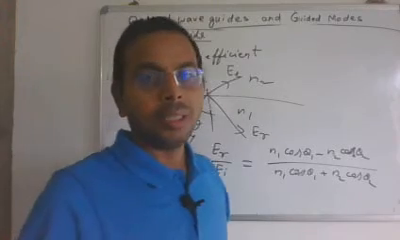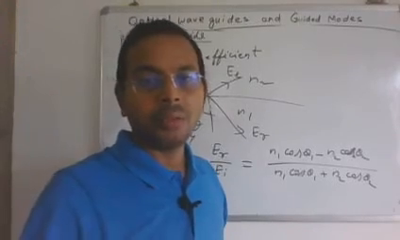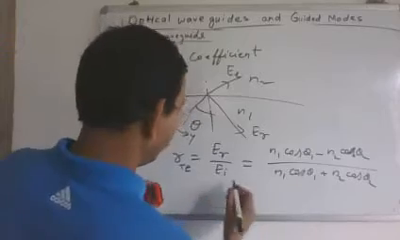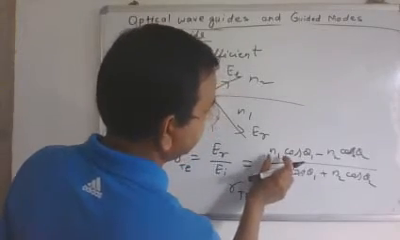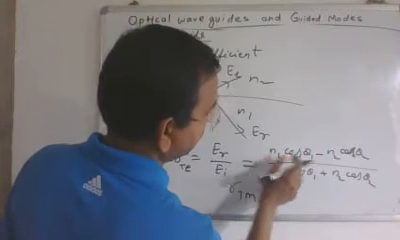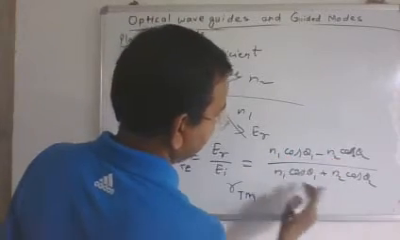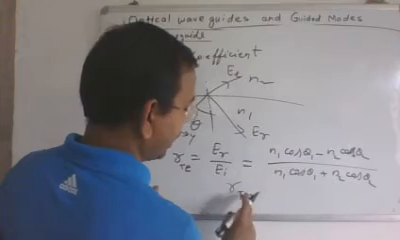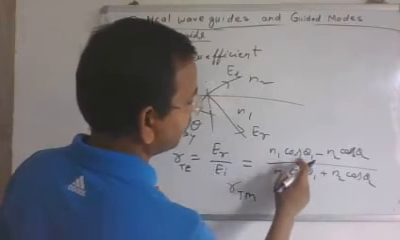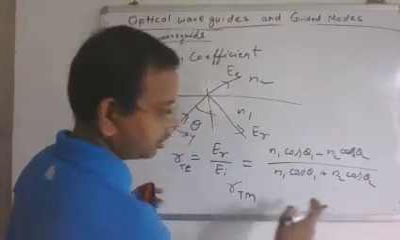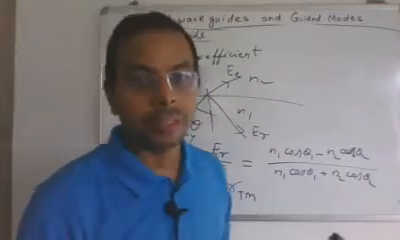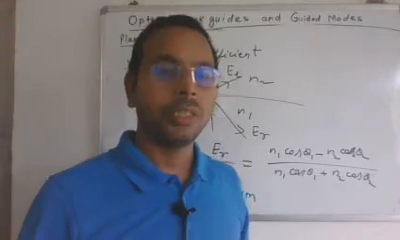For TM polarization, let me write that equation also. If I am writing R TM, what happens is that these two change here: n1 becomes n2 and n2 becomes n1. So R TM will be equal to n2 cos theta 1 minus n1 cos theta 2 divided by n2 cos theta 1 plus n1 cos theta 2. You can get it. It's a derivation from the book Sadiku, Electromagnetic Field Theory.